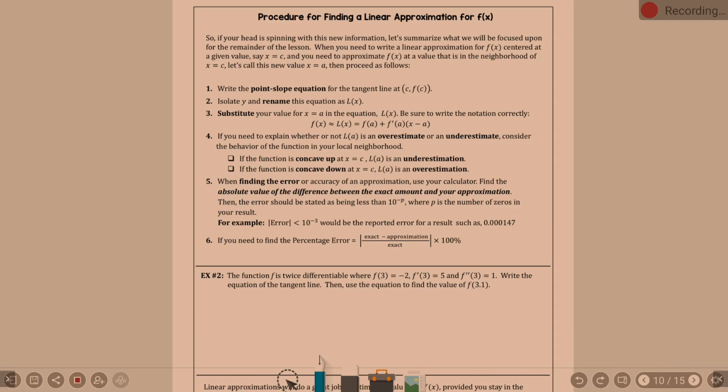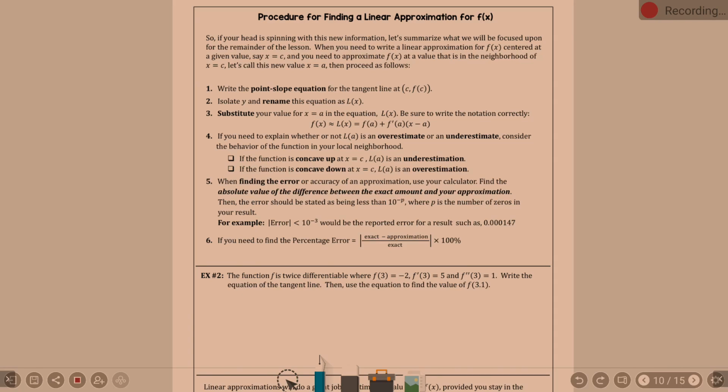First of all, we're going to write a point slope equation for the tangent line. So basically we're going to write the tangent line. Usually when we write our point slope, we already have y isolated, but isolate it, and we're going to rename this as L of x. That is your linear approximation. We'll substitute the value that we're using in the equation for L of x. This will be an approximation of f of x.